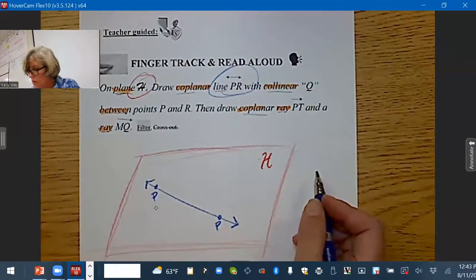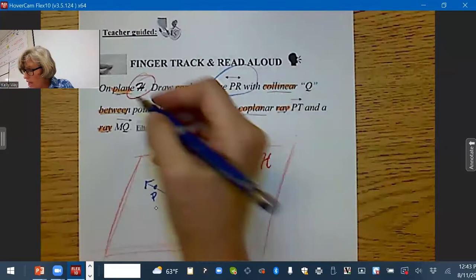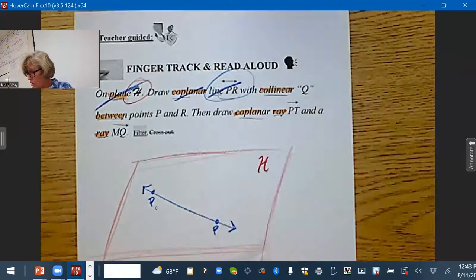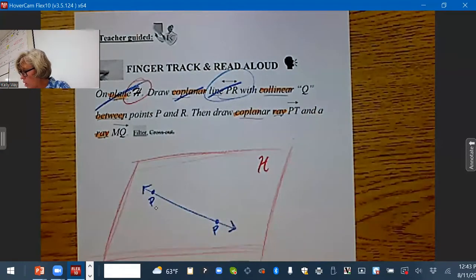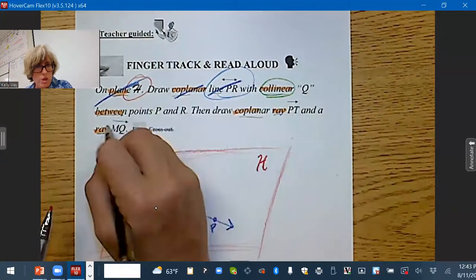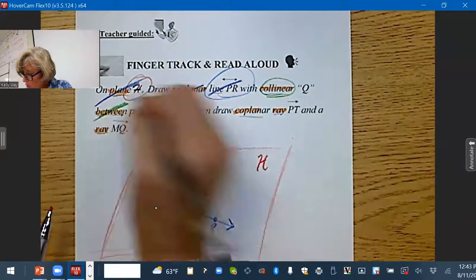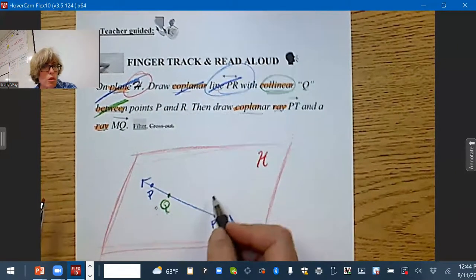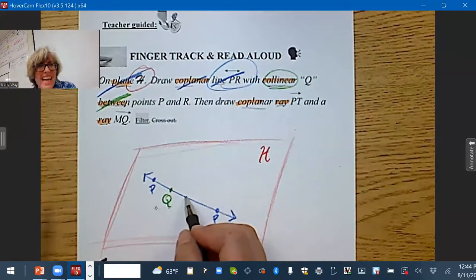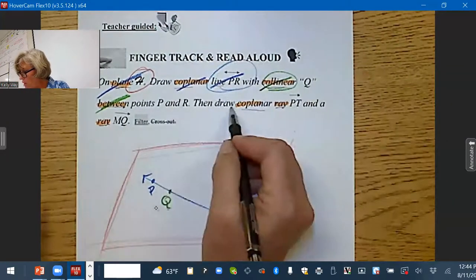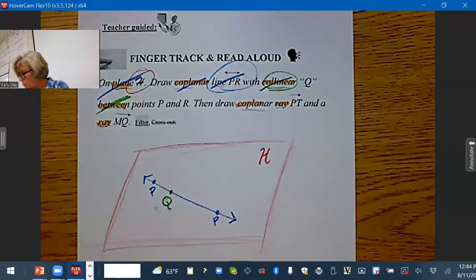As you account for stuff in the diagram, you should cross it out. I have a plane, I have a coplanar line, with a collinear, that means on the same line, Q, between points P and R. Between, cross it out. Now, it didn't say exactly in the middle, so I offset it. Don't ever put anything exactly in the middle unless you're told it's the middle point. Took care of that. Then draw a coplanar ray PT.